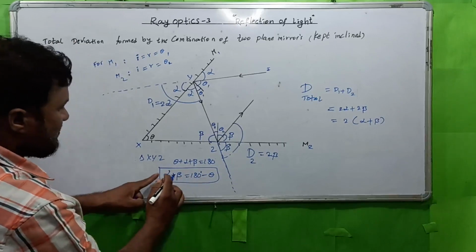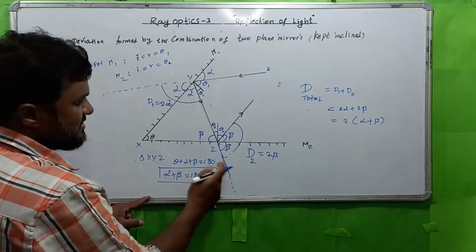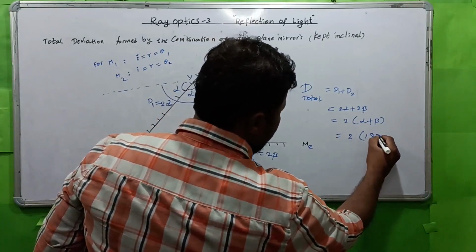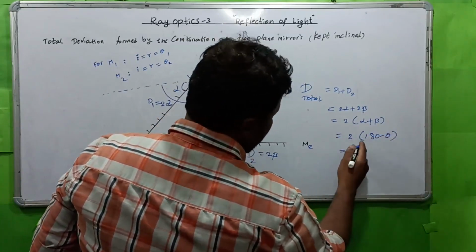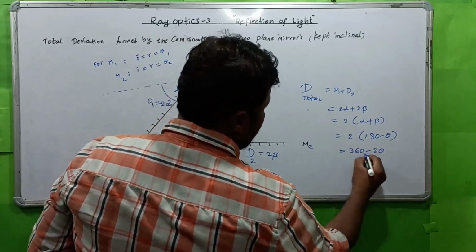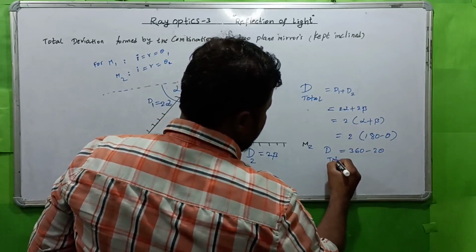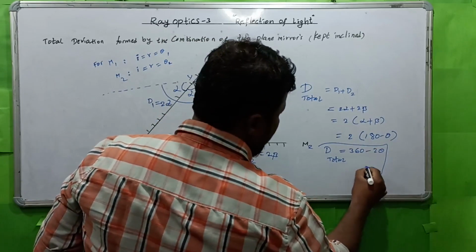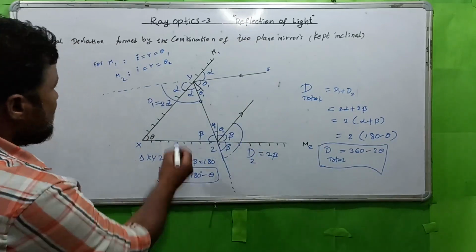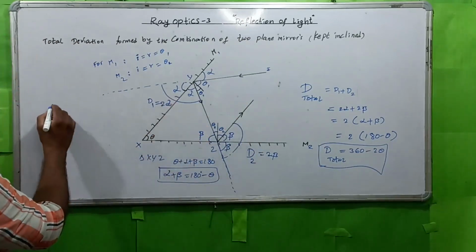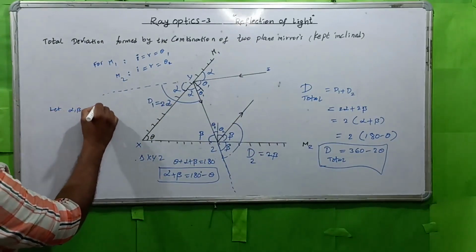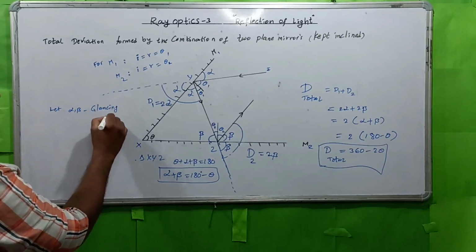I can use this result where alpha plus beta is 180 minus theta. Now put here 2 into 180 minus theta. If I multiply it, you will get 360 minus 2 theta. This is the total deviation formed by a combination of two plane mirrors formula. Here alpha, beta are the glancing angles.